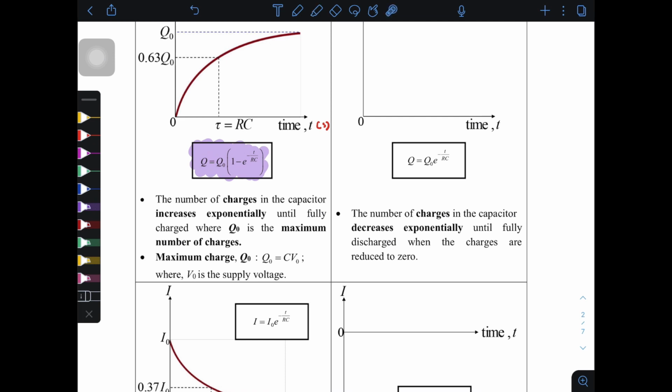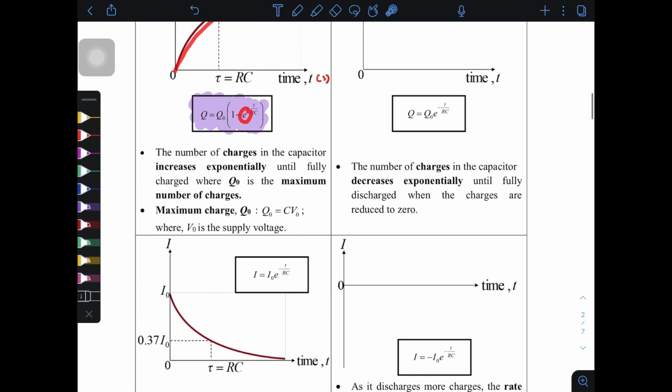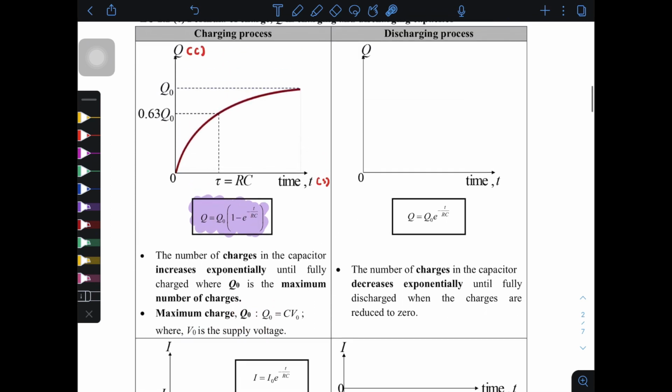Okay, so the description here is said that the number of charges in the capacitor increase exponentially until fully charged. Q0 is the maximum number of charges. So dia increase exponentially sebab dalam equation kita ada exponent. Okay, so maximum charge is Q0 and Q0 is equals to CV0, where V0 is the supply voltage. Okay, you know that in a charging process kita ada V0. V0 itu ialah voltage yang disupply.